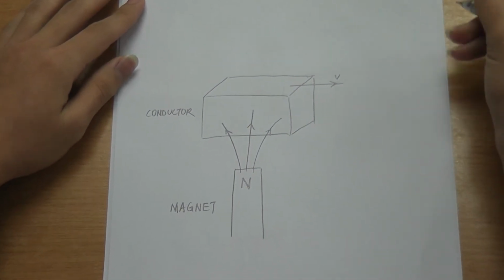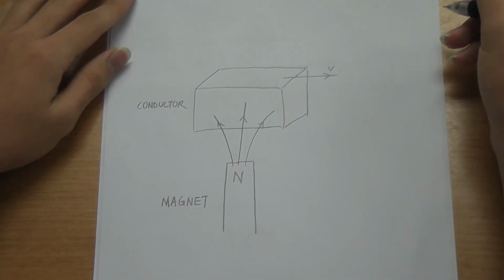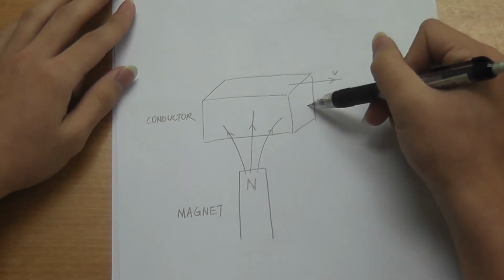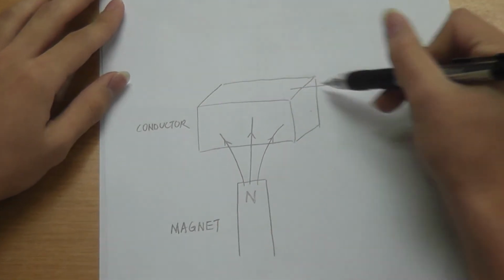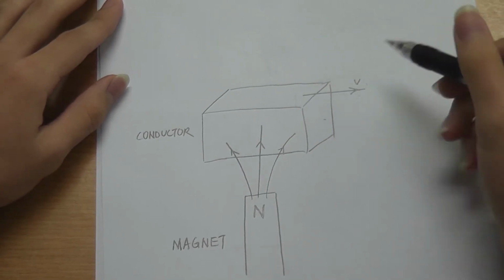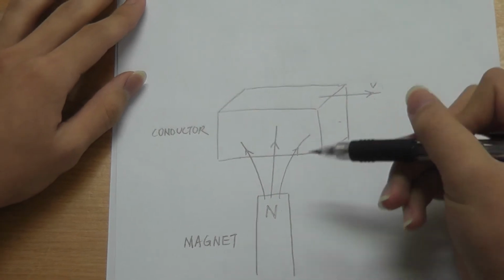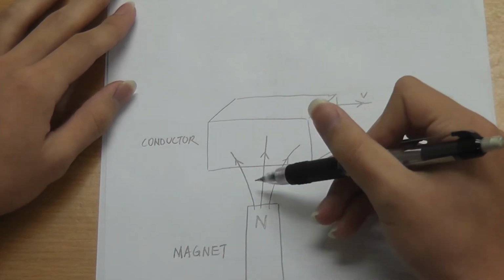Okay, now that you are ready, let's talk about eddy currents. This is a simple diagram. The conductor is moving from left to right with a velocity. This is a magnet. Since this is the North Pole, the magnetic field will look like this.